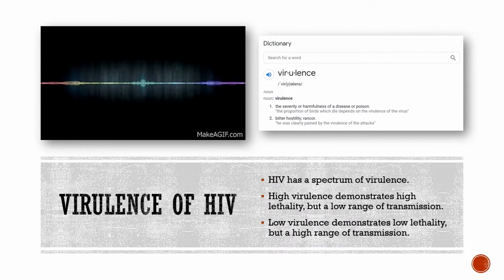HIV has a spectrum of virulence, so virulence is the severity or harmfulness of a disease or poison. So high virulence demonstrates high lethality, but a low range of transmission, and then low virulence demonstrates low lethality, but a high range of transmission.